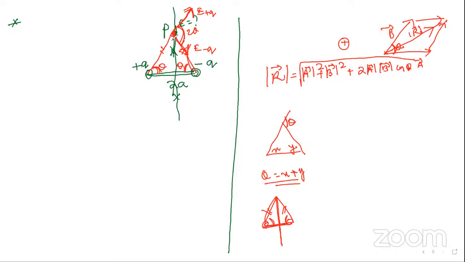So what will be their resultant? The resultant vector we can write. Also, I have told you another theorem for parallelogram law. If two vectors are of the same magnitude, I don't know if you remember or not, let's say A and B.